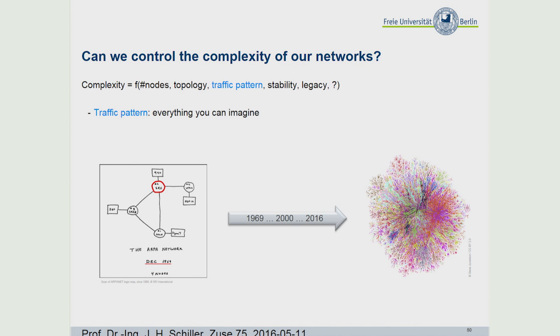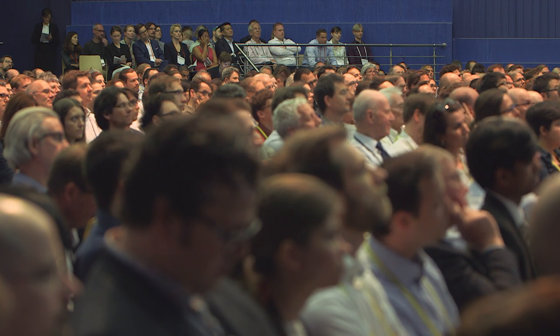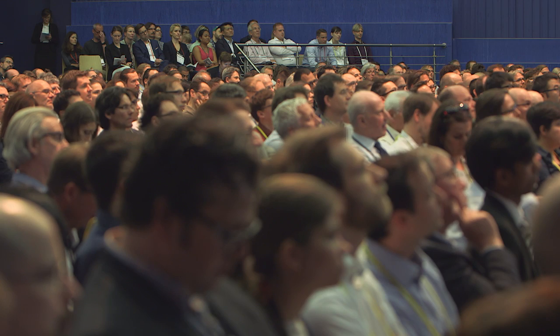Okay, traffic patterns. Well, we have pretty much everything you can imagine. A sensor node that wants to reliably transmit sensor data every 10 minutes, maybe in real time, or you download a file, a movie, or whatever. So many different traffic patterns. Stabilities. Well, we have spontaneous networking, like you enter a Starbucks and you connect to the network, or you have five nines. That means a downtime of less than 6 minutes per year. Compare this to your smartphone, to your home network.